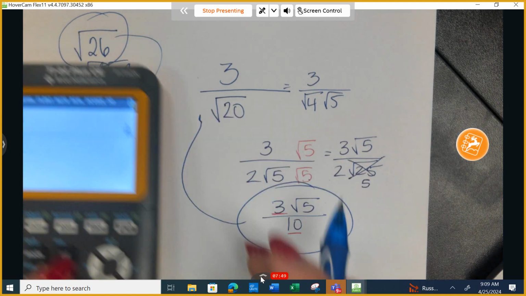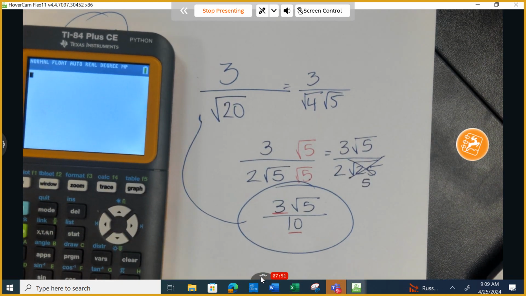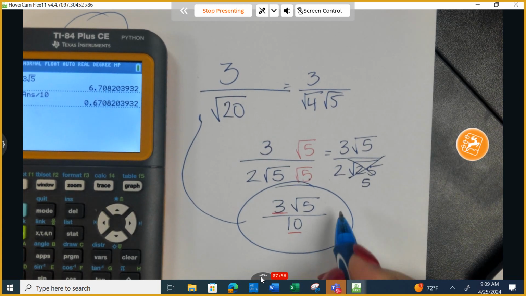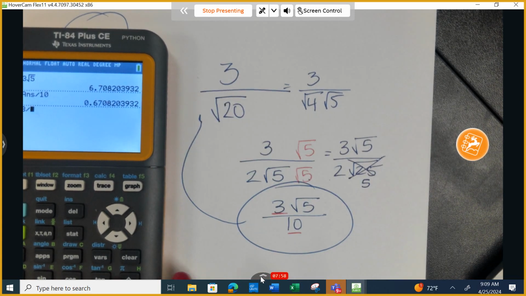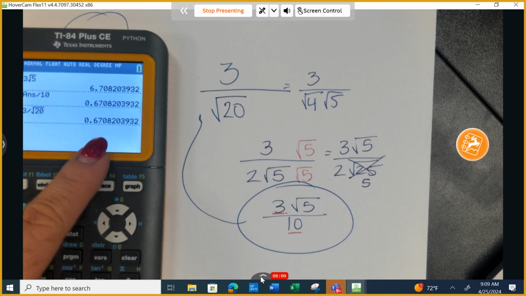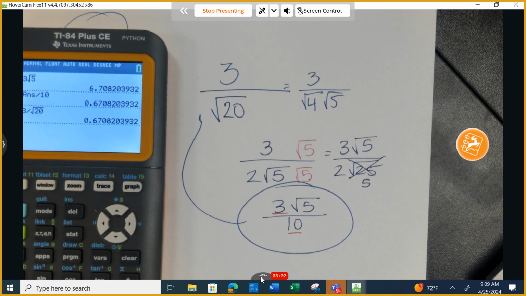This is equivalent to this original portion, and I want to demonstrate that. 3 square roots of 5 divided by 10. Okay, this is equivalent to 0.67. If I come up here and I divide, it's also going to be equivalent to 0.67. They are equivalent values.